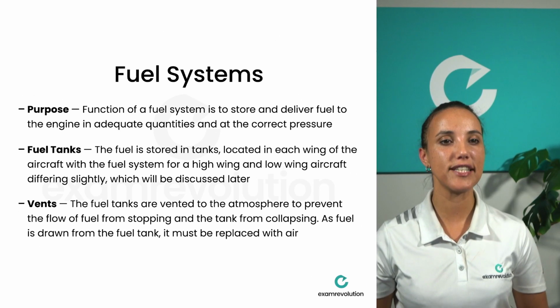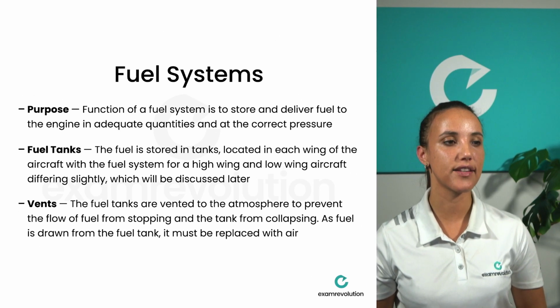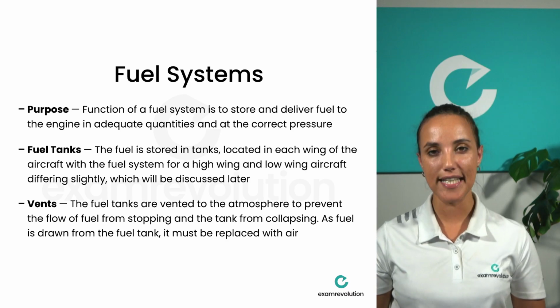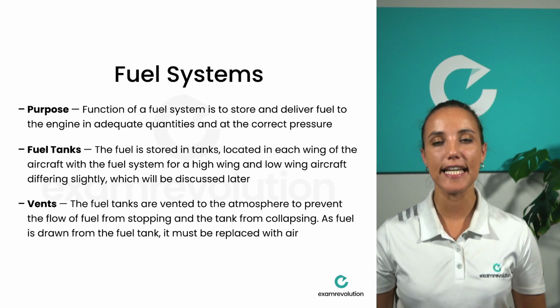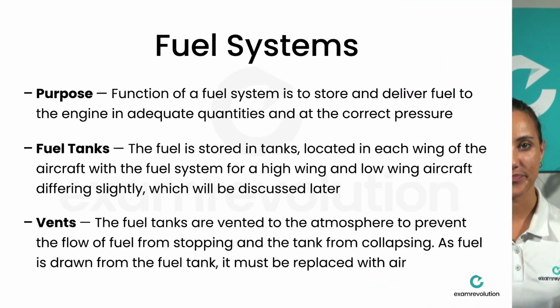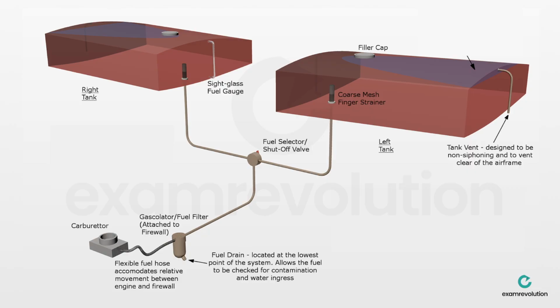Now the fuel tanks are vented to the atmosphere to prevent the flow of fuel from stopping and the tank from collapsing. So as fuel is drawn from the fuel tank, it must be replaced with air. So if you look on the right hand side of these fuel tanks, you can see the fuel tank vents, and it says the tank vent is designed to be non-siphoning and to vent clear of the airframe. So non-siphoning means that it's not drawing any fuel from the fuel tanks.